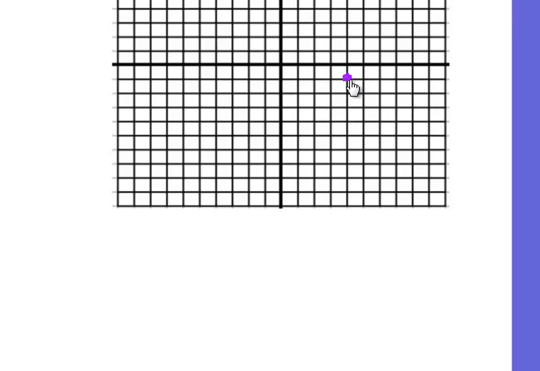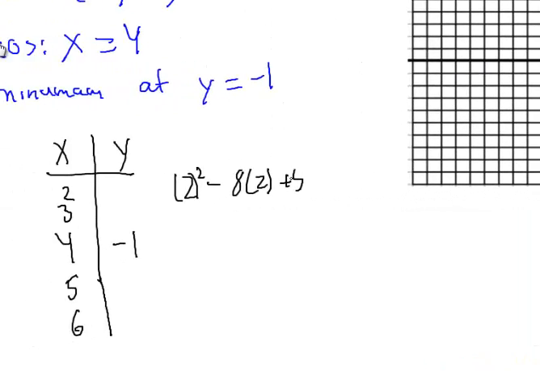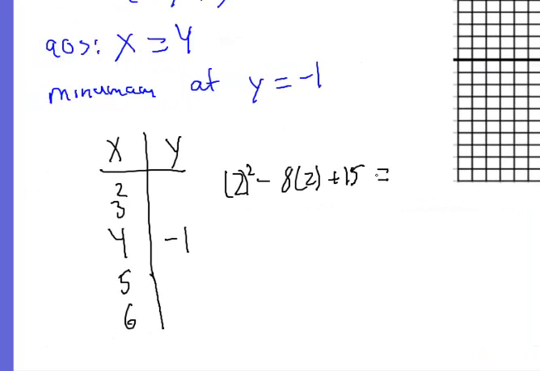Okay. So when we substitute 2 into the equation, it's going to become 2 squared minus 8 times 2 plus 15, which is going to be 4 minus 16 plus 15, which is going to give us 3. So it's going to be 2 comma 3. When we put a 3 in, it's 3 squared minus 8 times 3 plus 15. Okay, so 3 squared is 9. 9 plus 15 is 24. Negative 8 times 3 is negative 24, so it's going to be 0.